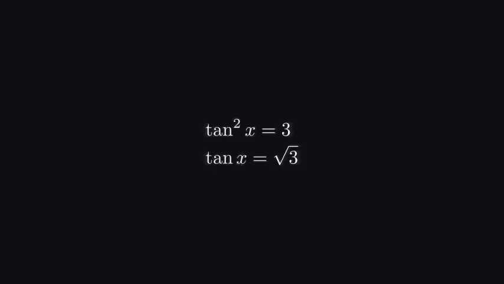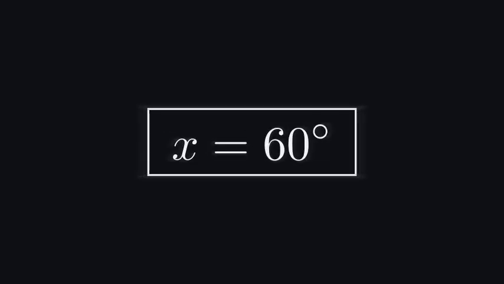Tan of x equals the square root of 3. x equals tan to the power of minus 1 of the square root of 3. x equals 60 degrees. Therefore, the solution to the equation is x equals 60 degrees.